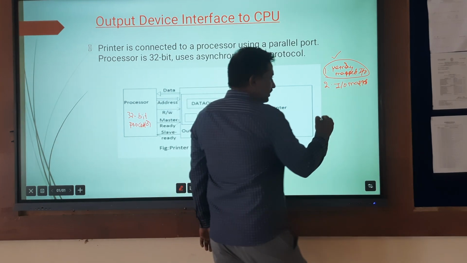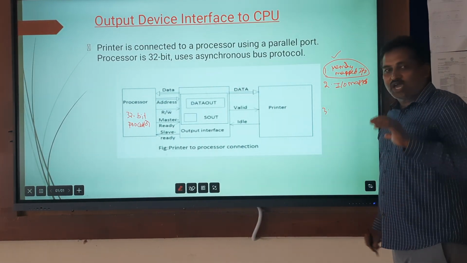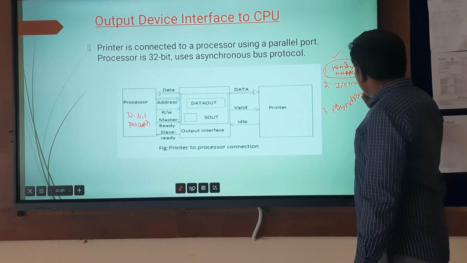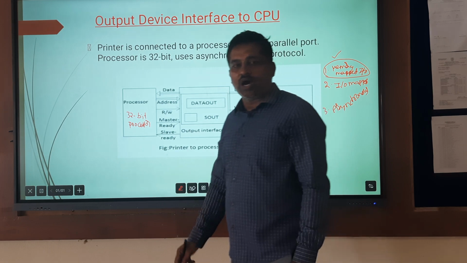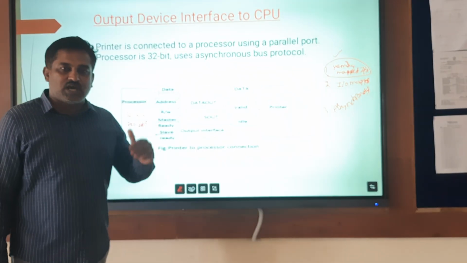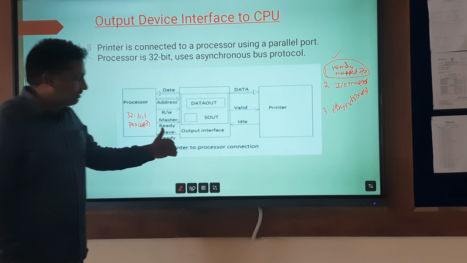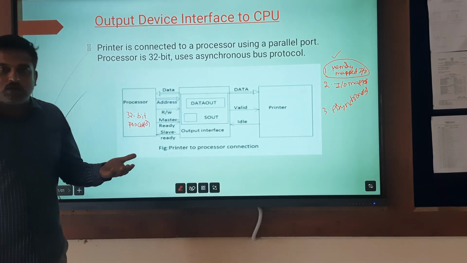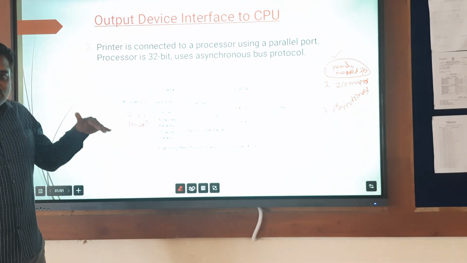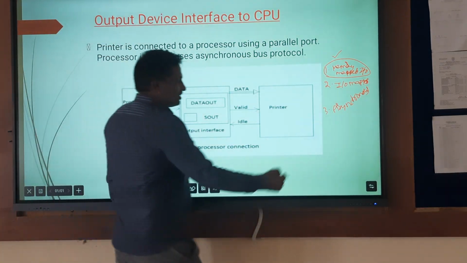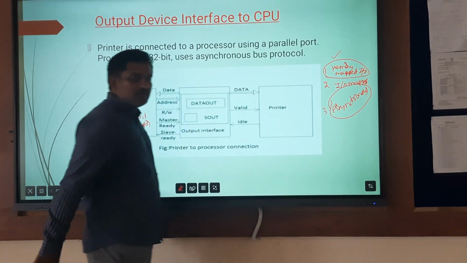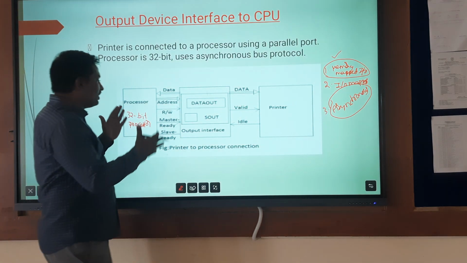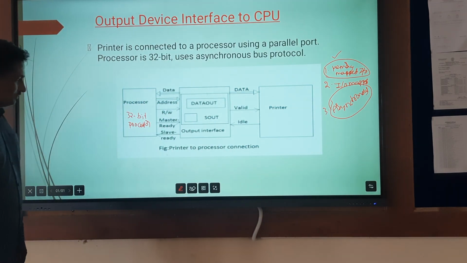Next, a very important one is the third assumption. I am going to assume an asynchronous protocol. Mainly we have two types of bus protocols while we transfer data through the bus. The first one is the synchronous bus protocol and the second one is the asynchronous bus protocol. But in this case, while I am transferring the data on the bus, I am using the asynchronous protocol. These are the assumptions I am considering before establishing the connection between the processor and the printer.